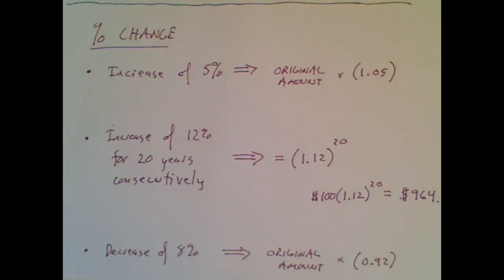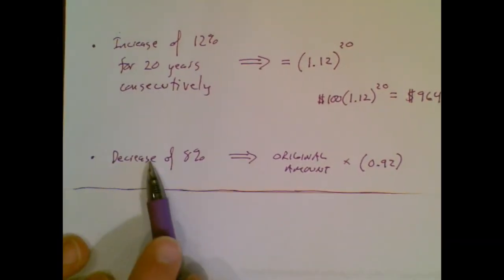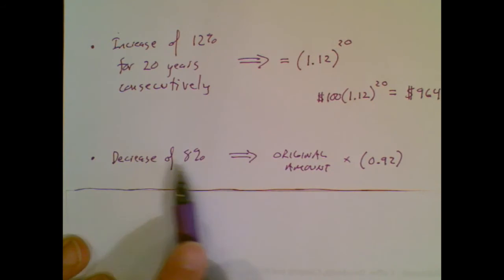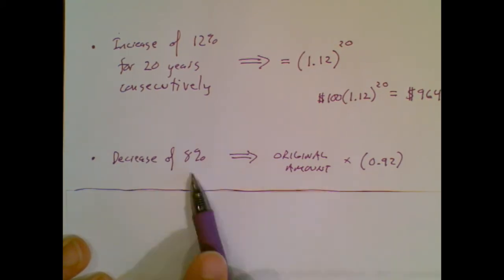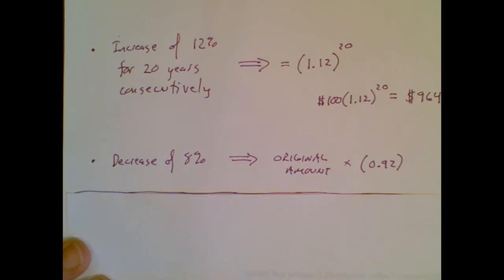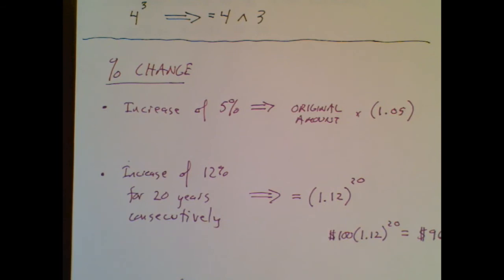And following this same logic, a decrease of 8% is whatever amount you started with times 0.92. You think of that as 100%, 1.00, minus 8% or minus 0.08. So I highly recommend when you're doing percent change calculations, you take my advice. Thanks for that.